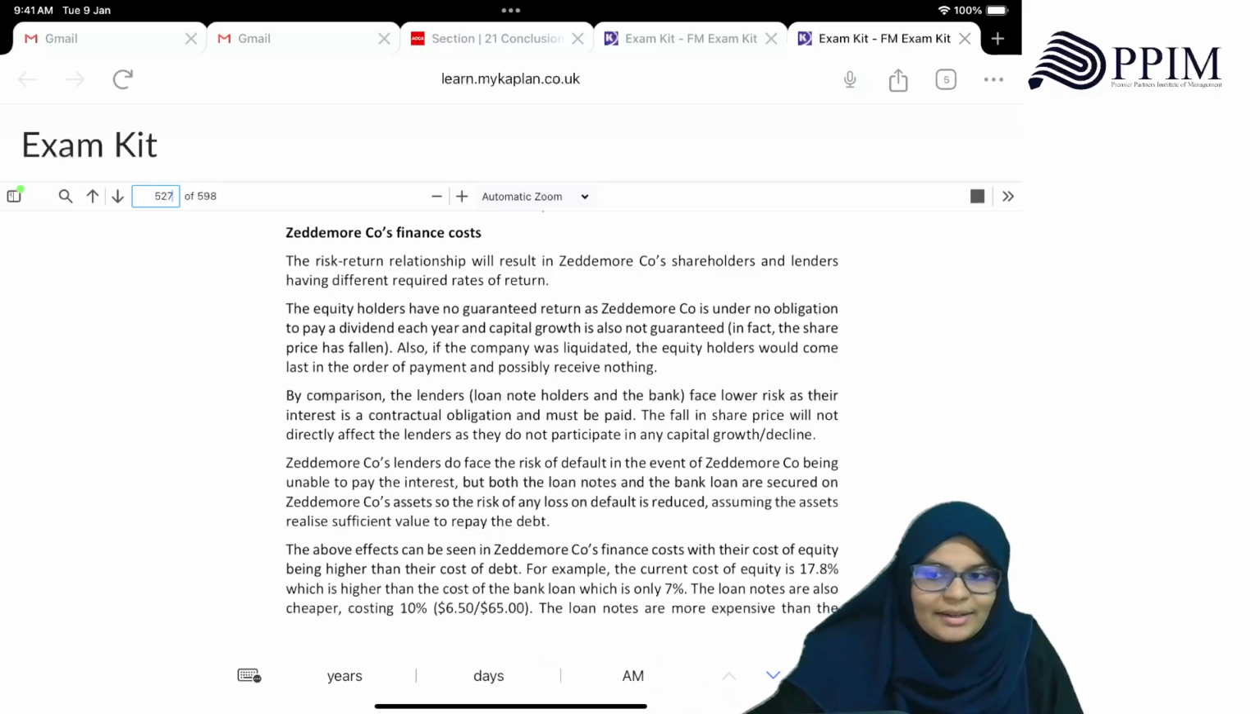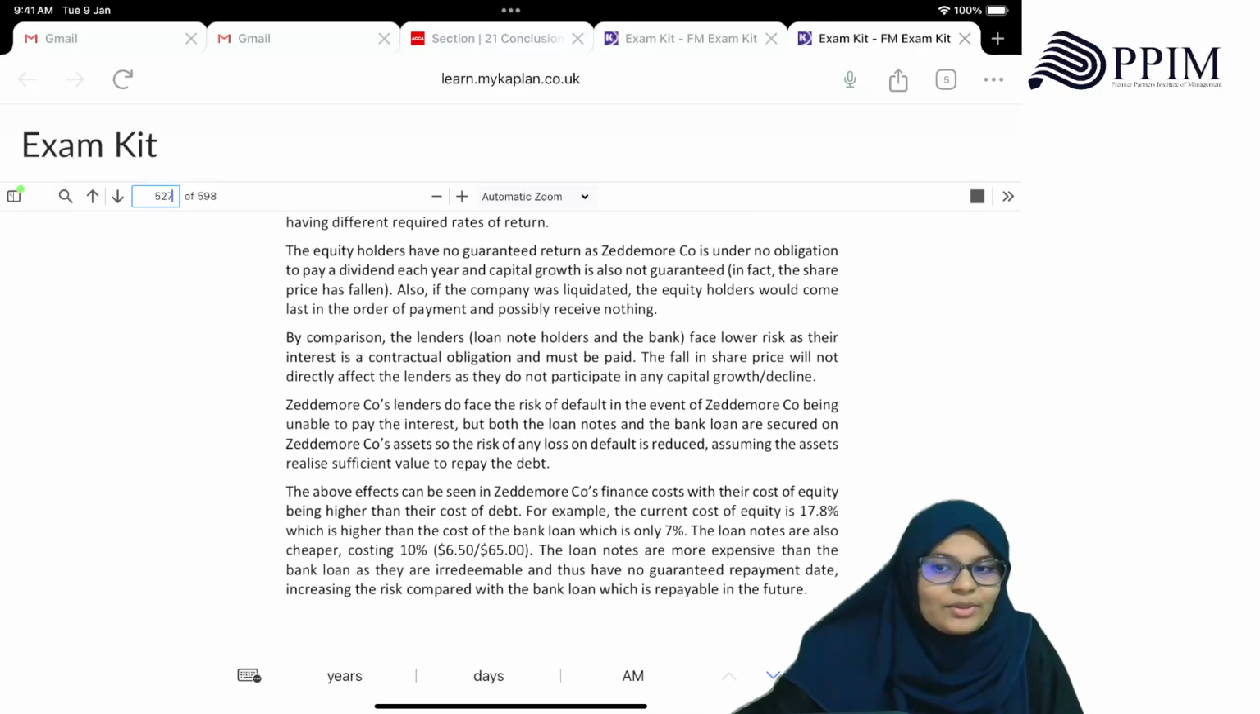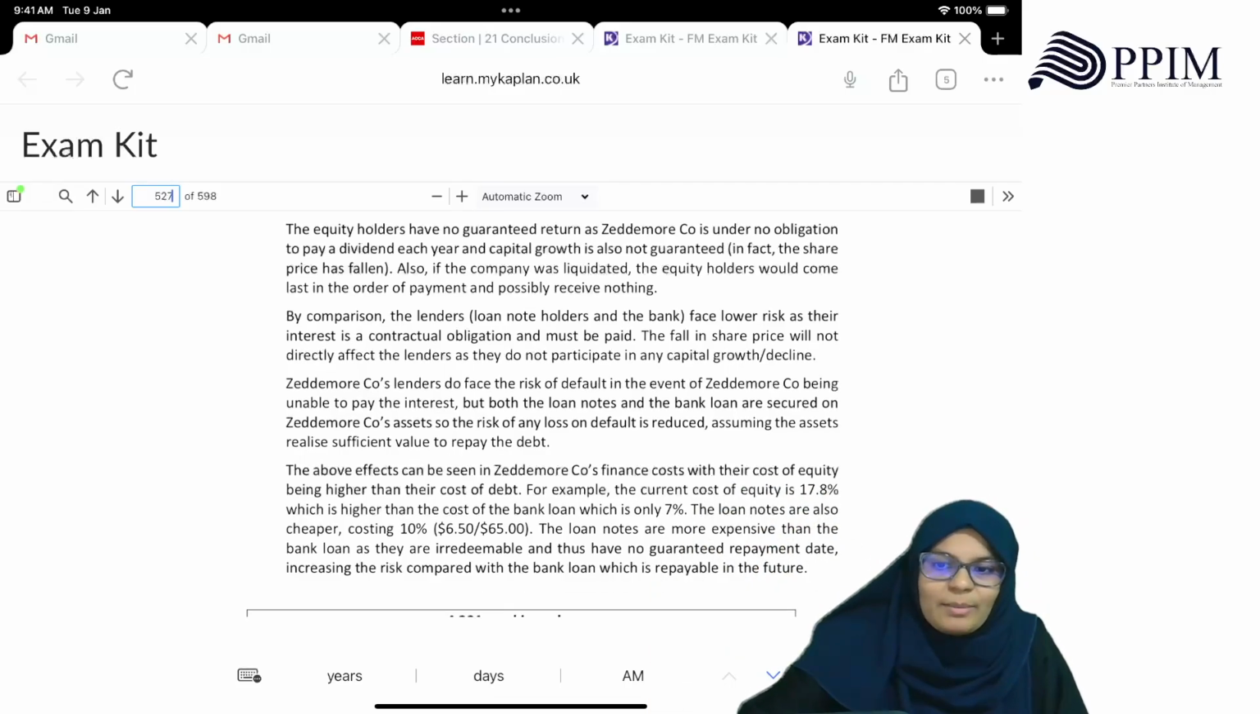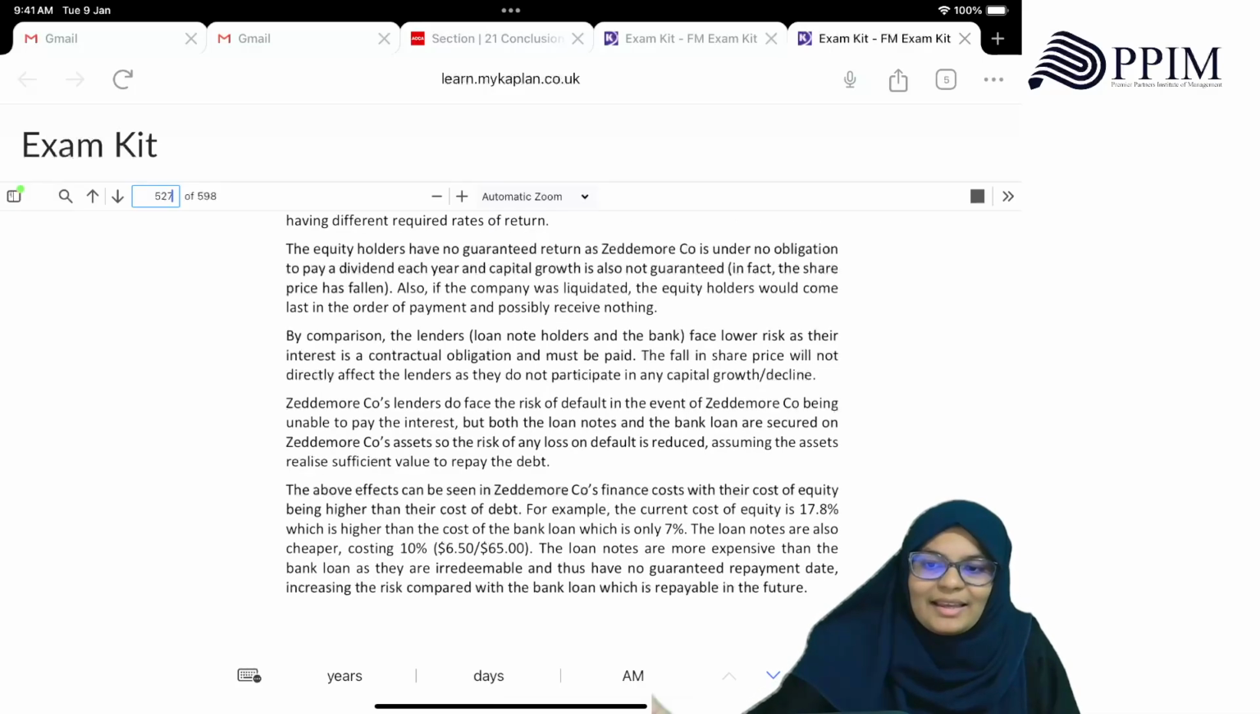Then they're saying one more thing in this particular question: the loan note and bank loan were both secured on their assets. You have to read it and see. They say the loan note and the bank loan both were secured, meaning in case you don't pay interest, your asset can be taken by the bank. So again, now their risk is low. Okay. The above effects can be seen in their finance cost, with the cost of equity being higher than the cost of debt.